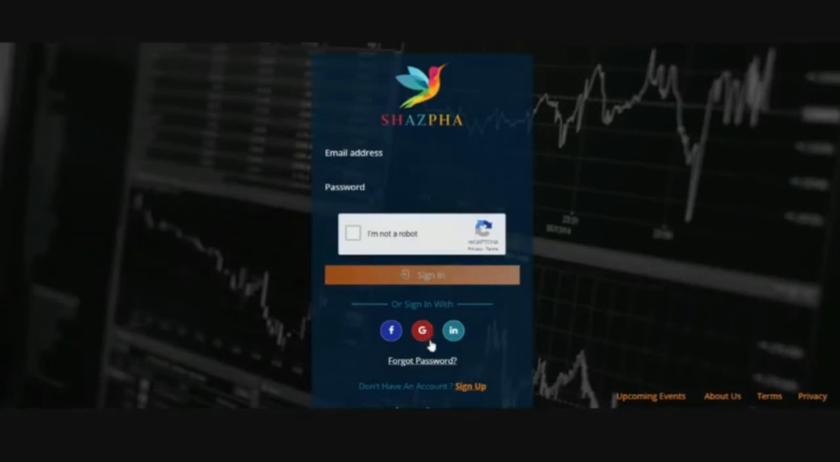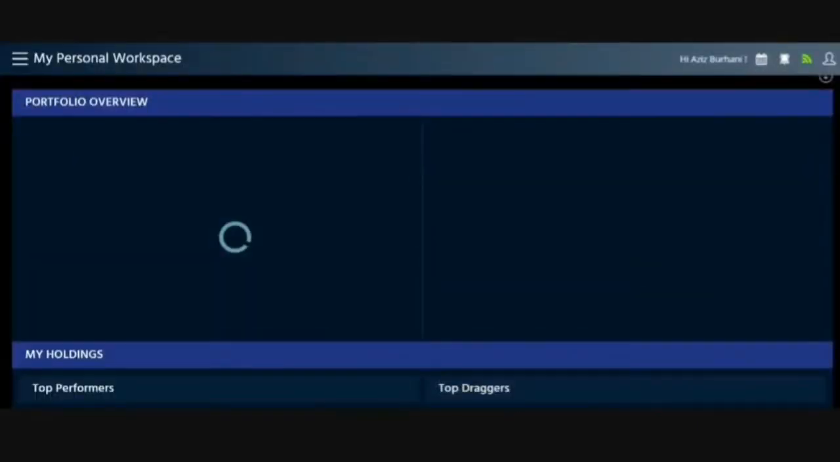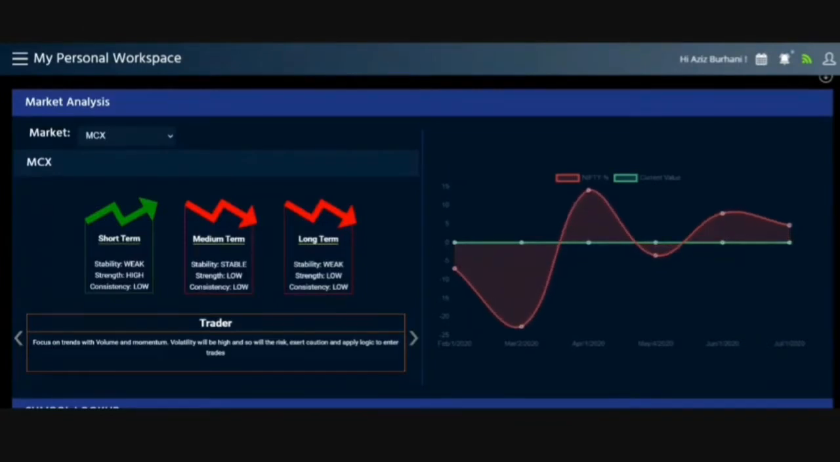Okay. So here, if you can see, I will click on this Google, and it will ask me from which account. See, it logs in, and you come to the dashboard, which we call the My Personal Workspace. Now, when you come to the My Personal Workspace, if you are a new user, like I said, we will start from the very beginning.